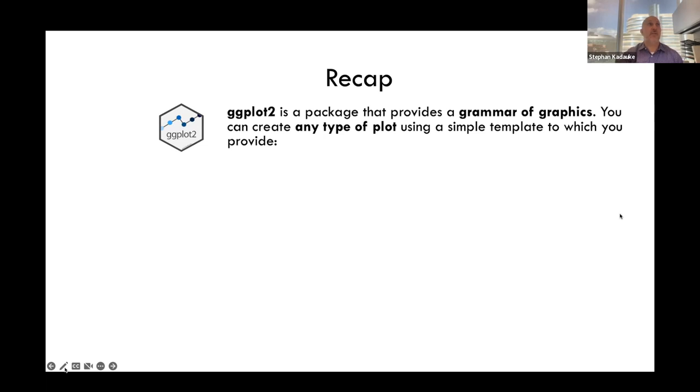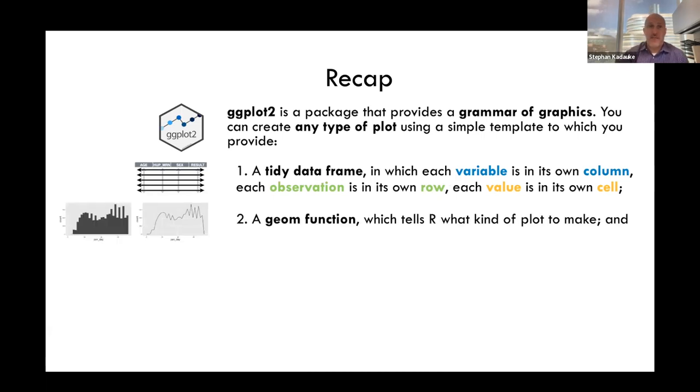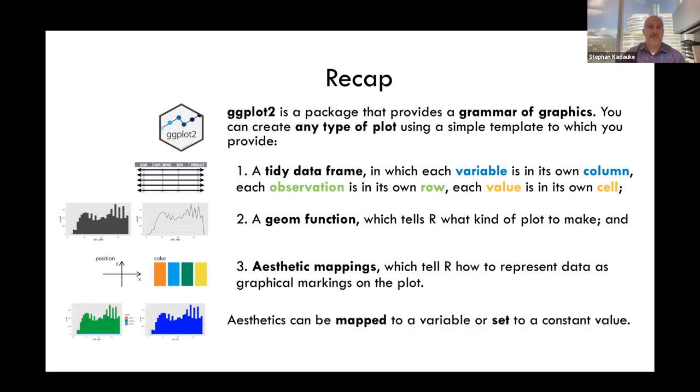We talked about ggplot2. This is an R package that provides a grammar of graphics. And the idea of ggplot2 is that you should be able to create any type of plot using a simple template to which you provide a tidy data frame. And a tidy data frame is one in which each variable is in its own column, each observation is its own row, and each value is its own cell. A geom function, which tells R what kind of plot to make. And number three, aesthetic mappings. And these tell R how to represent data as graphical markings on the plot. And we talked about how aesthetics can be mapped to a variable or set to a constant value.